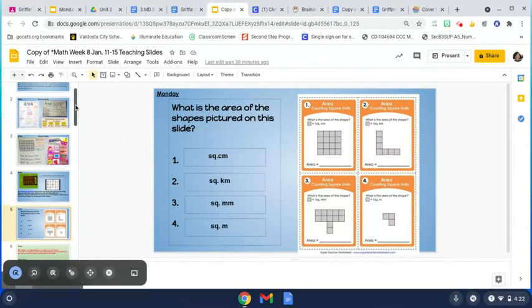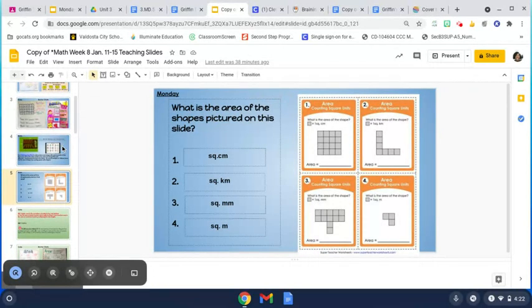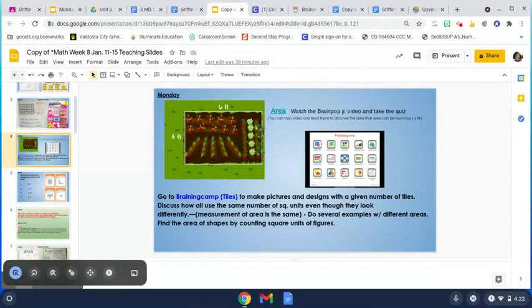So we use the Braining Camp. Make sure you go to Braining Camp, make pictures and designs with a given number of tiles. You can choose any number. I chose 6. You might do 10. And you can share. You can take a screenshot of what you make and attach it, or have your parents send me a Class Dojo picture of what you did, so I know that you did it. That would work. Take a picture of your work.